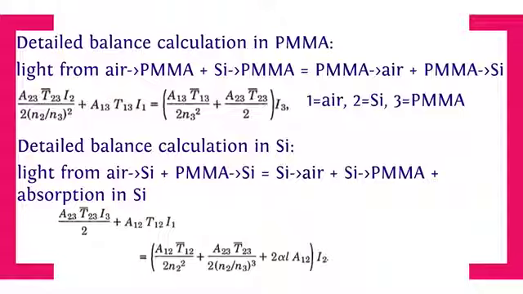And the expressions are exactly the same as before, except that now we have different indices. So 1 refers to air, 2 refers to silicon, 3 refers to PMMA. Everything else is exactly the same as what we derived, of course with different terms. You can also apply the detailed balance in silicon, which is what we are interested in. Light goes from air to silicon, PMMA to silicon. That's the incoming to silicon. What is leaving silicon is silicon to air, silicon to PMMA, plus absorption in silicon. And this is the part we're most interested in. You can write out the expression. The part we're most interested in is the third term. So we'll look at that.